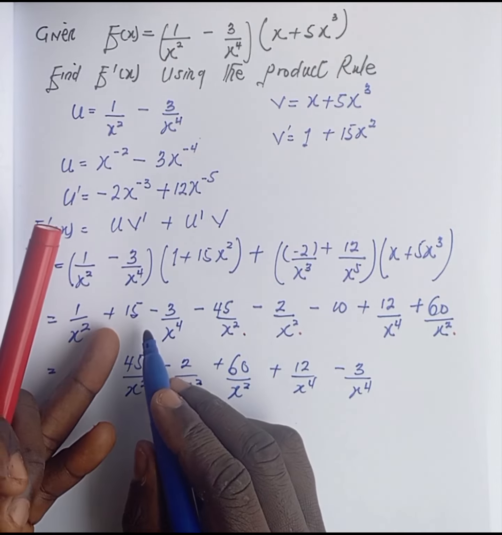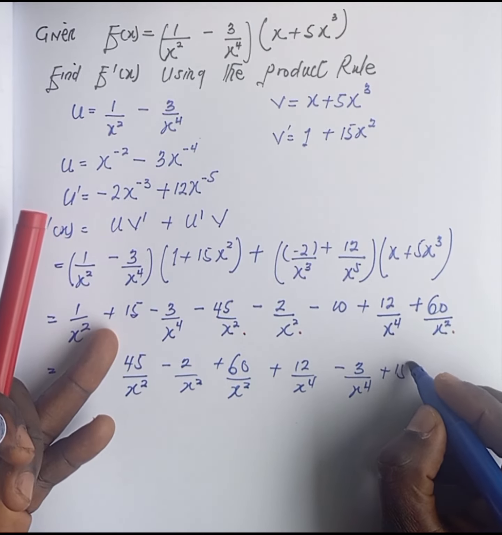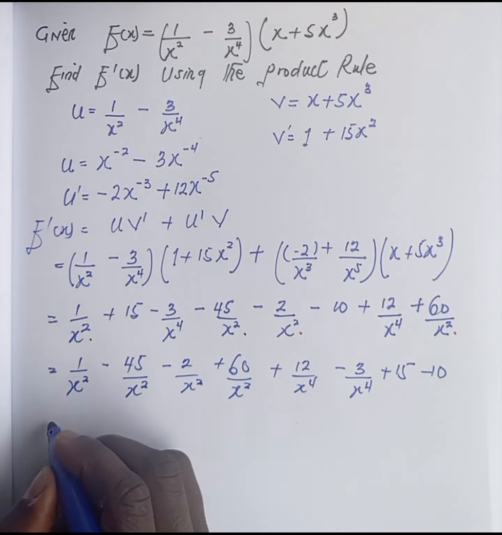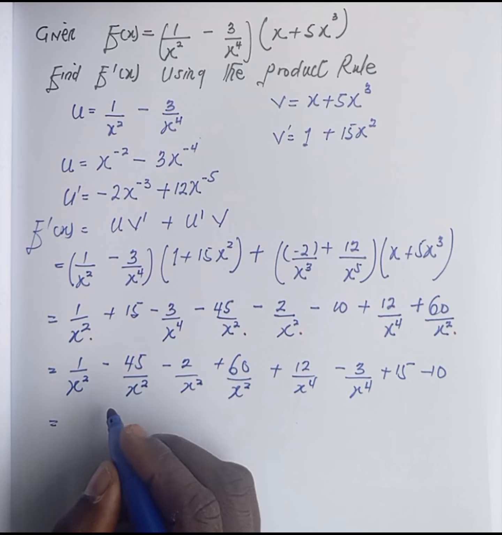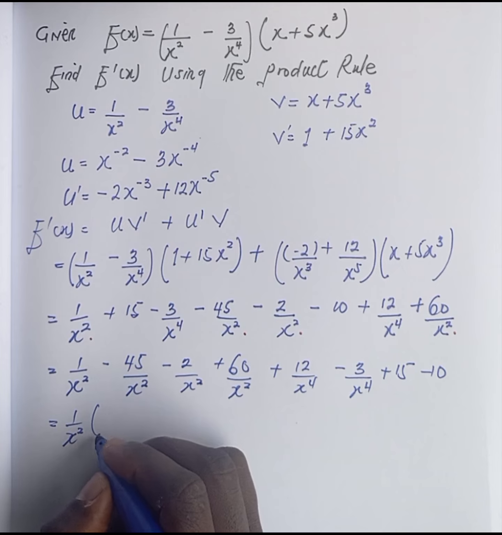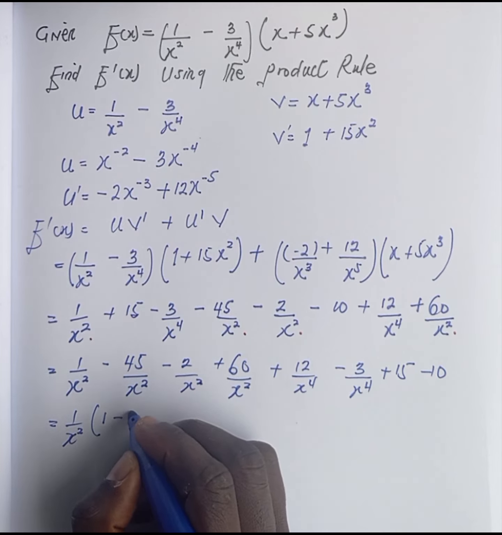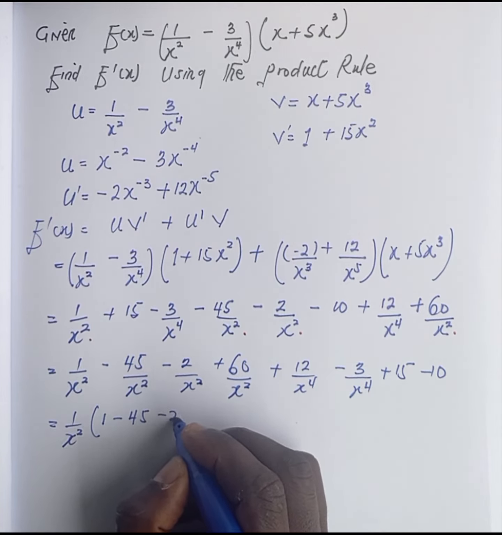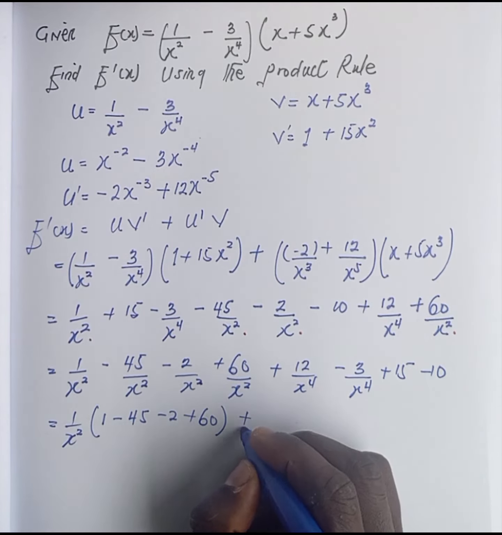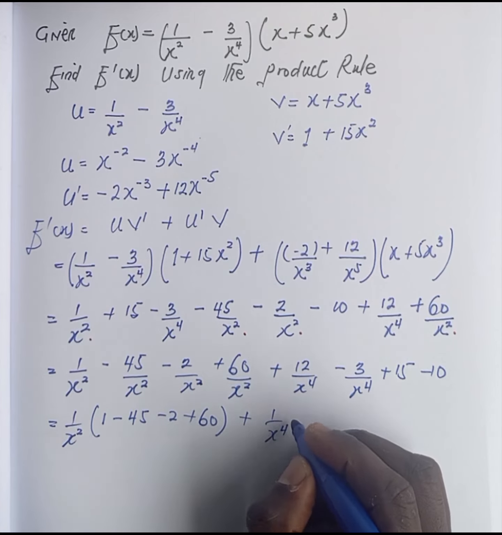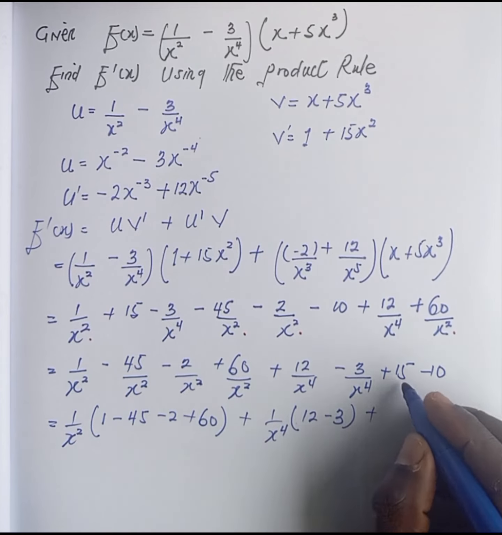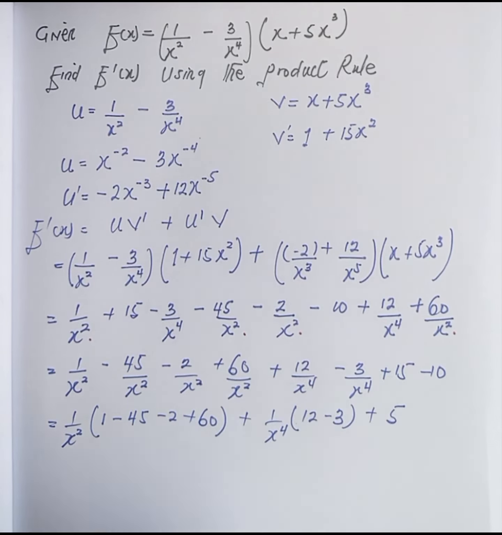And then we group the constants. So we have plus 15 minus 10. Now we know that we can factorize 1 over x squared out. We are left with 1 minus 45 minus 2 plus 60. And then we can also factorize 1 over x power 4 out. We are left with 12 minus 3. Then we have 15 minus 10, we have 5.